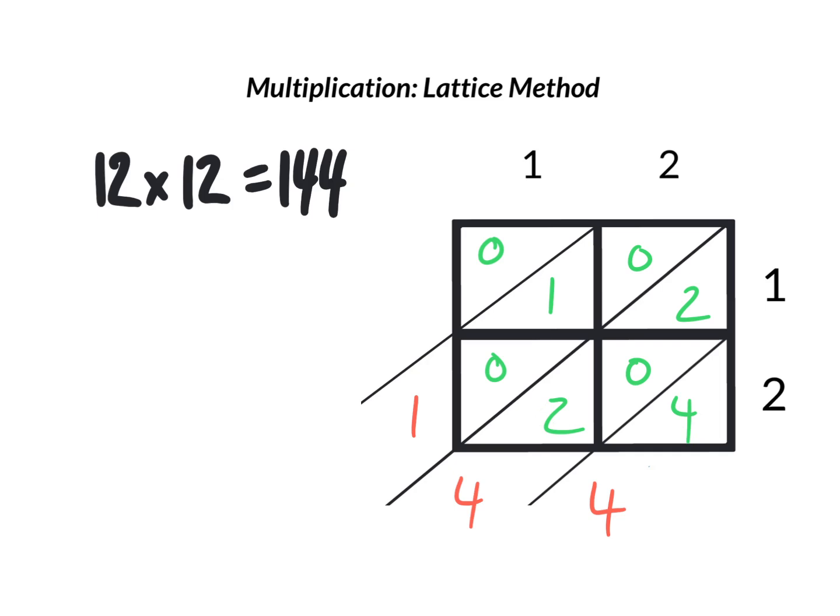And then in the bottom left-hand corner, we can see that 1 times 2 is 2. So we put the 0 at the top, 2 at the bottom. And then in the bottom right-hand corner, we can see 2 times 2 is 4. So we put the 0 at the top and the 4 at the bottom. So now let's work diagonally.